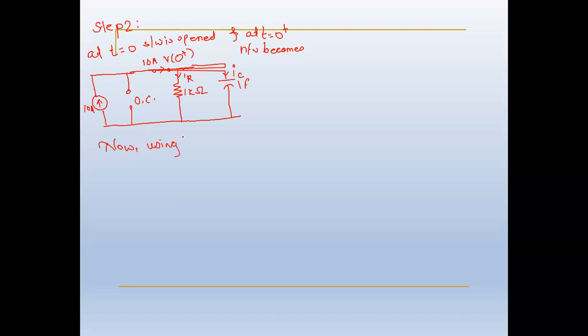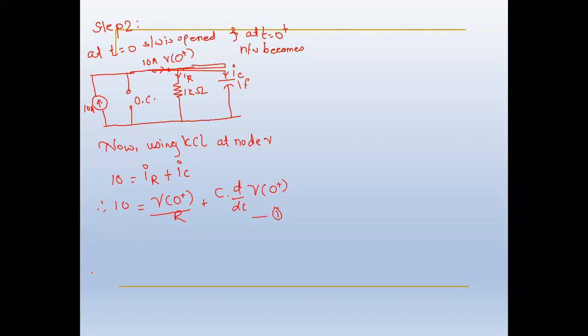So now using KCL at node V, if we apply the KCL at node V, it will be what? 10 is equal to IR plus IC, isn't it? So therefore, if we go with the values of IR and IC, it will be V of 0 plus, that is the node voltage, divided by R, plus C into d by dt of V of 0 plus. Let us define this one as equation number 1.